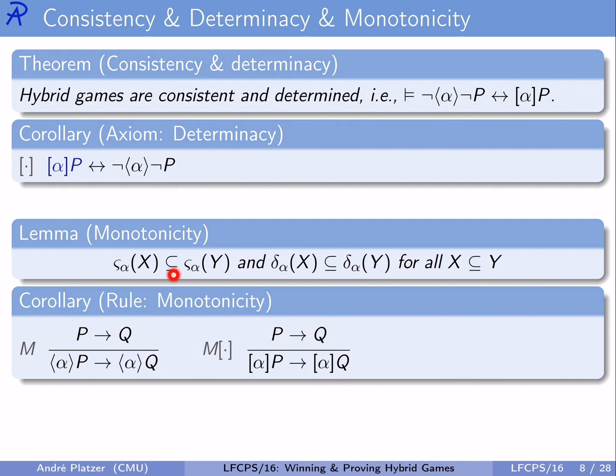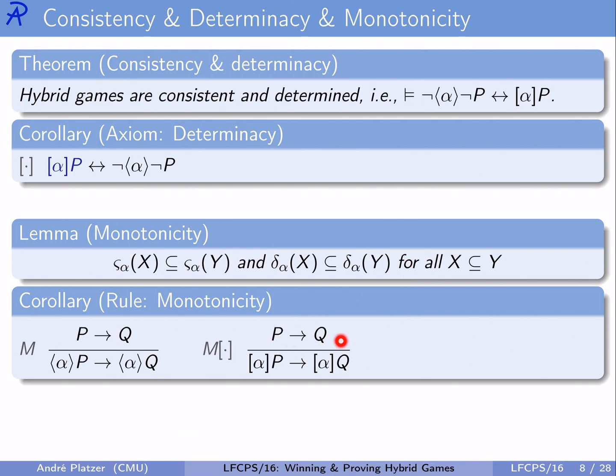The monotonicity lemma is syntactically internalized by saying, if P implies Q is a valid formula, in other words, wherever P is true, Q is true as well, then this implication is valid as well: if there is a winning strategy for Angel in the hybrid game alpha to get to P, then there also is a winning strategy for Angel in the hybrid game alpha to get to Q, because whenever she's gotten to P, she's also gotten to Q, because P implies Q is true everywhere, it's a valid formula. That internalizes this, and the demon side is internalized correspondingly.